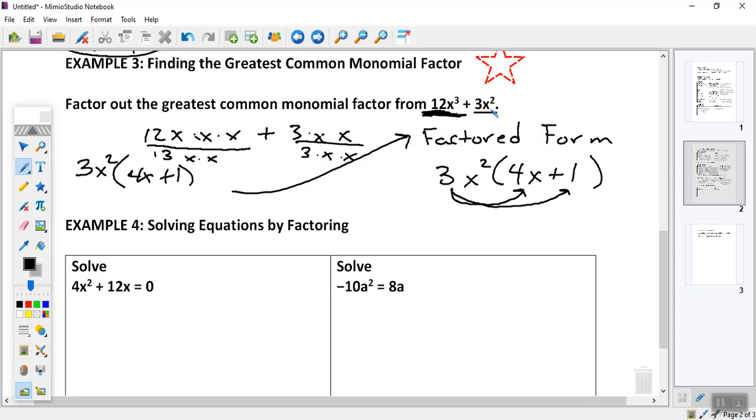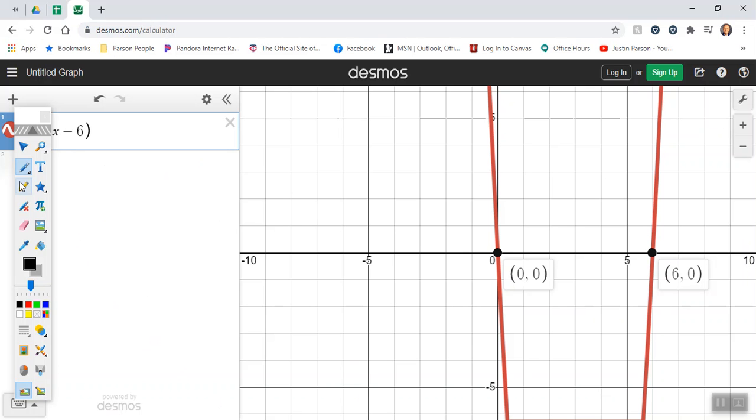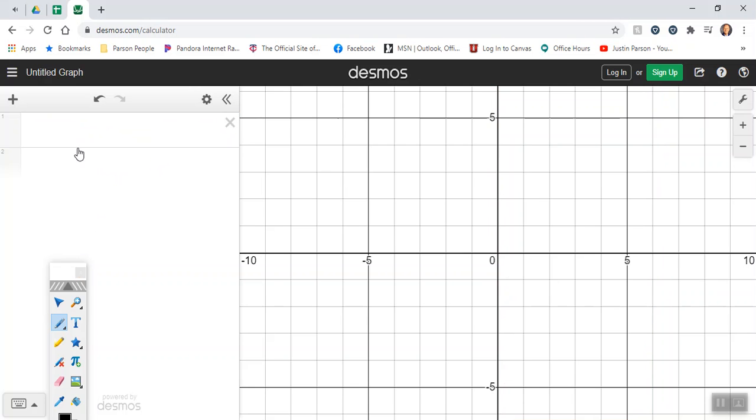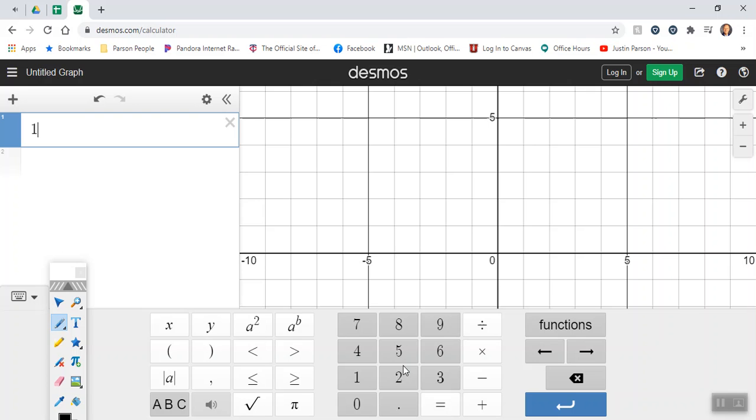What's 3x squared times the 1? 3x squared, same thing. Now again, kids, if you weren't sure, here's another way you could do this. You could walk right in here and say, okay, my function was originally, help me out, kids. What was that function originally? 12x to the what? So I'm going to type in right here 12x to the third plus 3x squared. Is that right, guys?